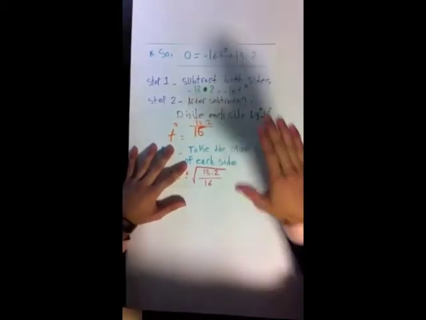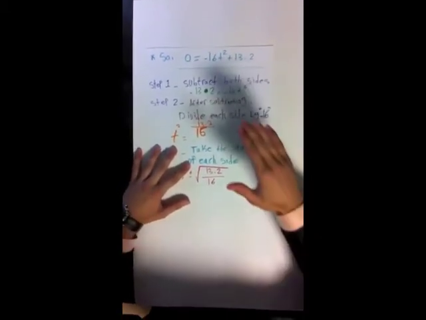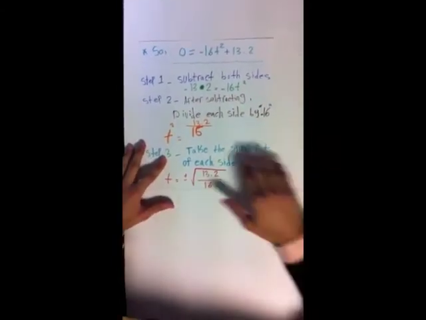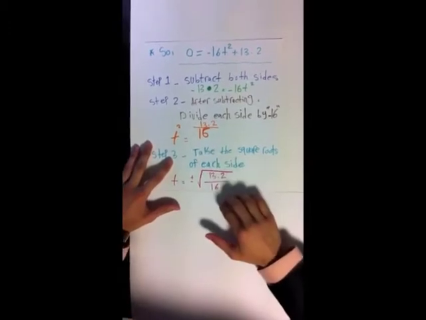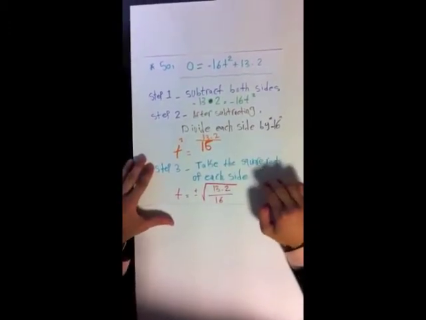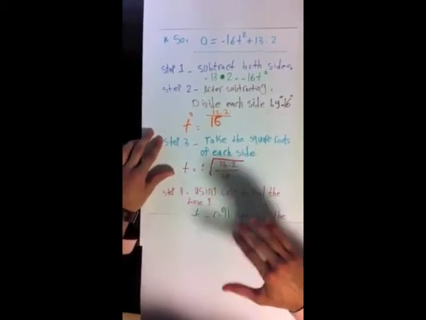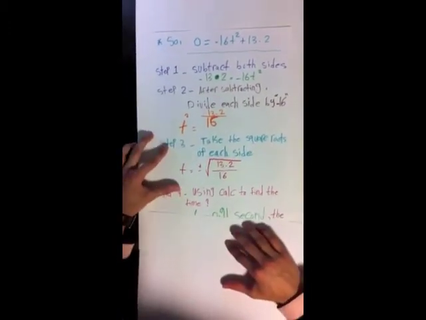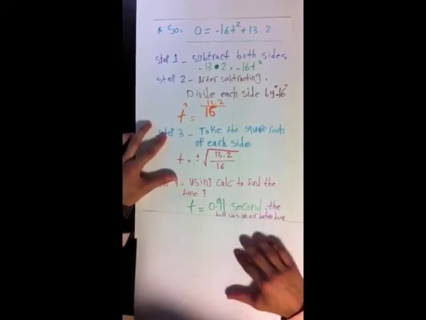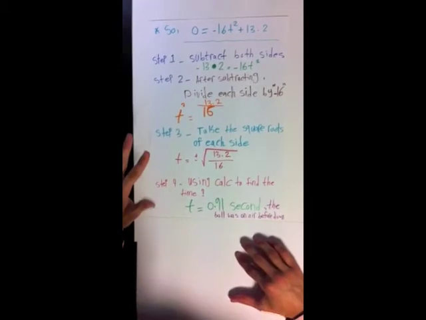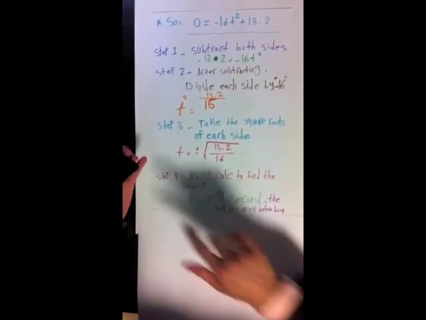Step number 1, subtract 13.2 from both sides. After subtracting, divide each side by -16, as shown here. Also, later, take the square root of each side, as shown here. Using the calculator to find the time, we found that it's 0.91 seconds it took the ball in the air before it touched down. And if we look at our timer, it gives us 0.91 seconds.